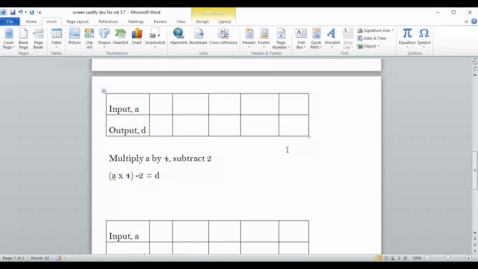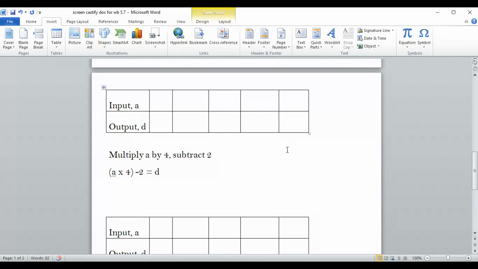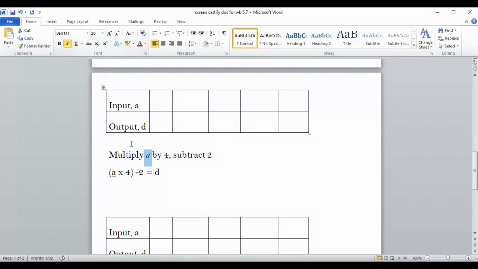And so they throw in something a little more challenging. So they give you an input-output chart, doesn't have anything in it, and you get to fill in the whole thing. But they give you a formula that you have to follow. And it says this: multiply A by 4 and then subtract 2. So here's what it looks like as a math problem. So you're going to put a number in there, multiply it by 4, and then subtract 2, and you're going to end up with D. Start here with A, end up with D. You get to choose the numbers you put in there.